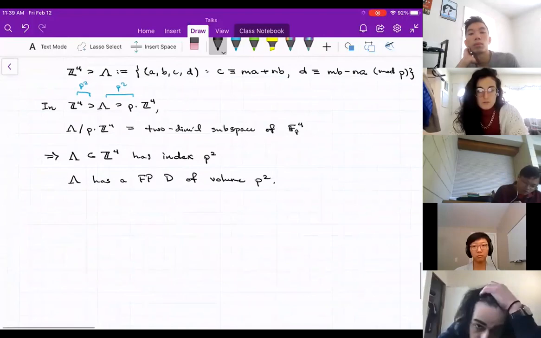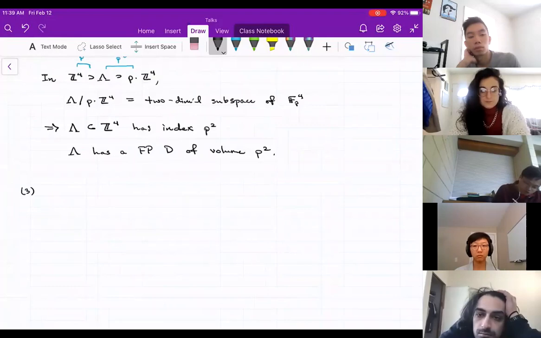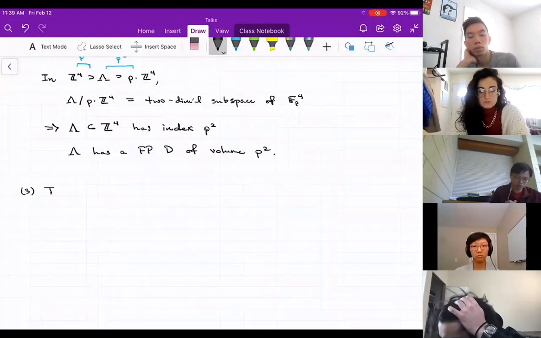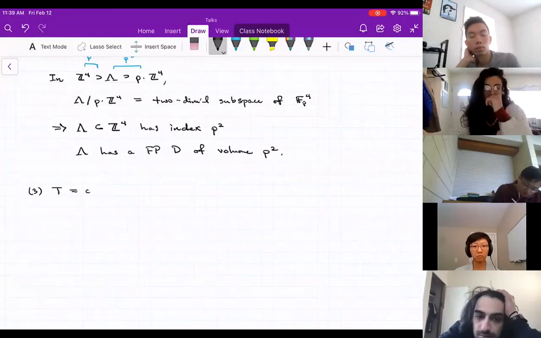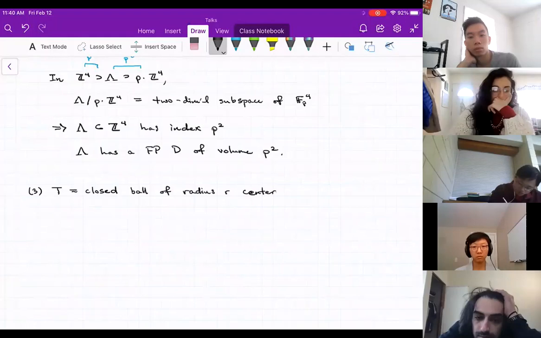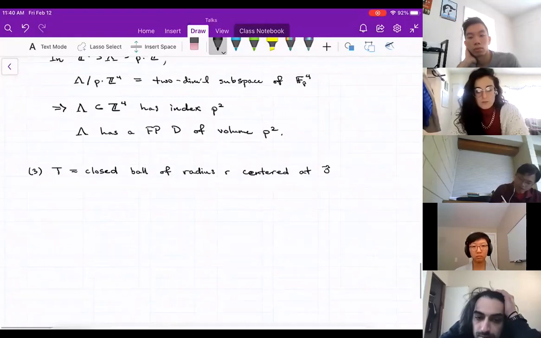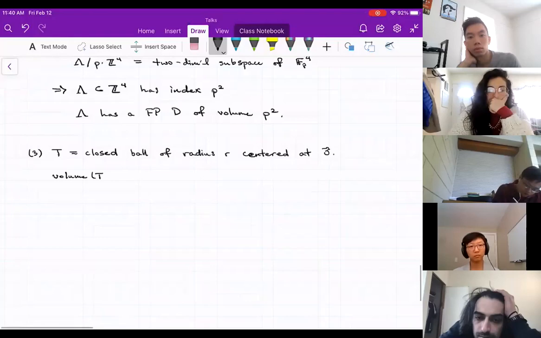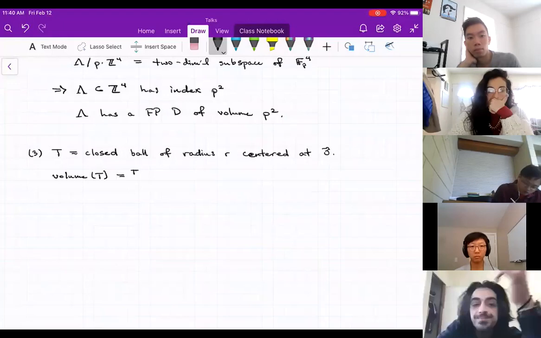Okay, now step three. We want to apply Minkowski's theorem. So let's choose a set T, which is compact, convex, and symmetric about the origin. So in fact, T here is going to be a closed ball, about as nice as you can get, a closed ball of radius R centered at the origin. So then the volume of T, a closed ball in four space, is pi squared times r to the four over two.